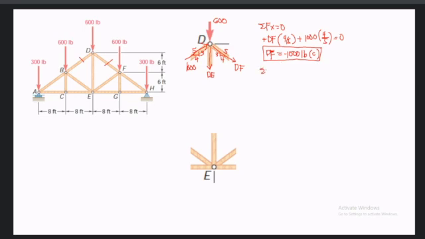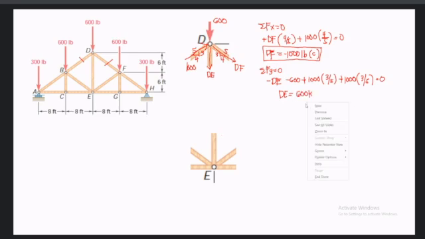And then I'll use summation Fy equals 0 to solve for DE. So DE, negative 600, and then positive 1,000 times 3 over 5, and then likewise DF, positive 1,000 times 3 over 5. Okay, so what's your DE now? 600? So that's pounds. Is that right? 600?